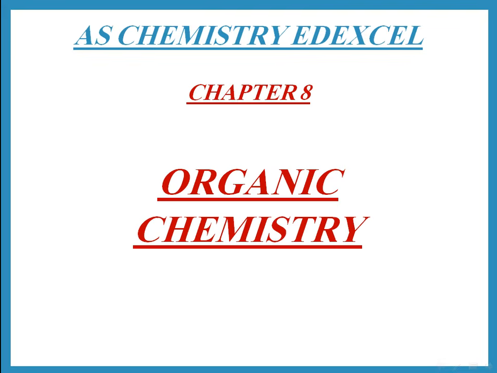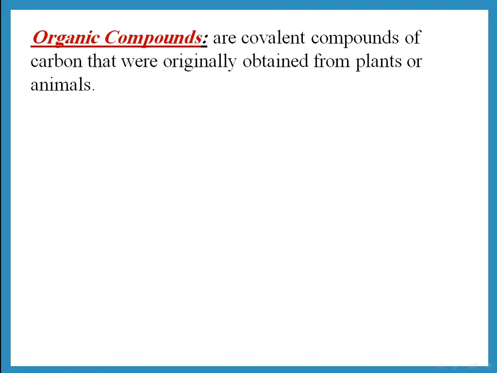We're talking about organic chemistry, so let us take a look at what we know from the O-level course. We already know what organic compounds are. You should know that organic compounds are covalent compounds of carbon that were originally obtained from plants or animals.